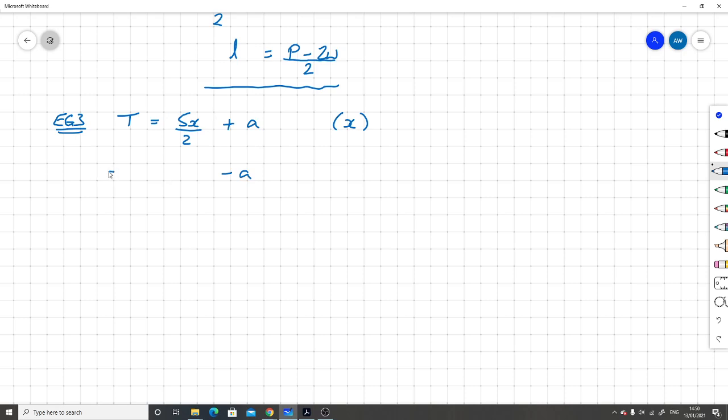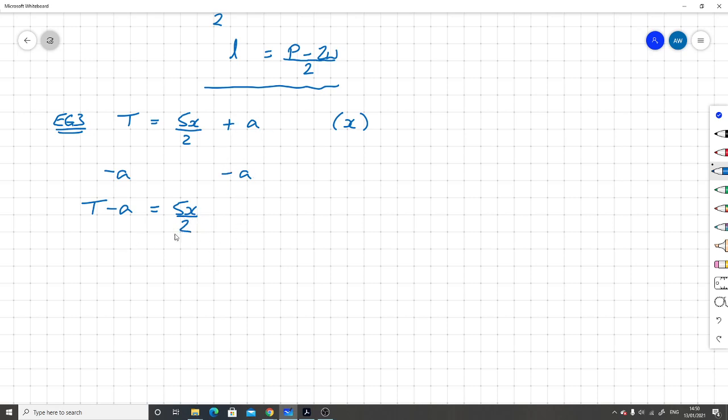Do it that side, do it that side, just like solving equations. T minus A, T minus A. Yeah, that's the main difference with equations. You can't work anything out when you're rearranging the formula, you just write down what it says. You can't collect them together. 5x over 2, 5x divided by 2. Okay, plus A minus A, nothing. That's why we did it.